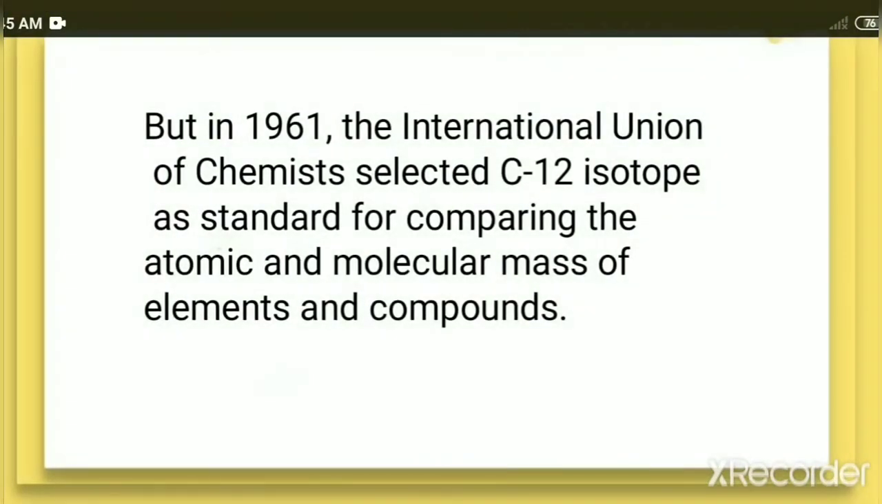But in 1961, the International Union of Chemists selected the C12 isotope as a standard for comparing the atomic and molecular mass of elements and compounds. So earlier, which one was taken as a reference? Hydrogen was taken as the reference. But later on, after 1961, the C12 isotope is taken as the reference.